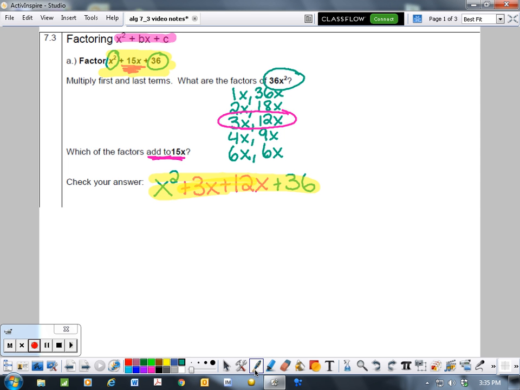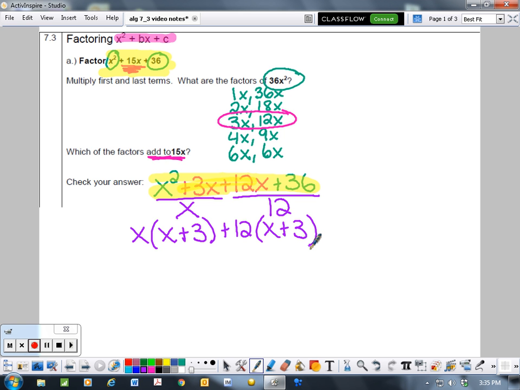And the reason why I do that is now I can do that factor by grouping we talked about in class last time. So now I take my first two terms, I factor out the common factor. I take my last two terms, I factor out the common factor. So this is x, and then x plus 3. This is 12, and then surprise, x plus 3. And then I factor out that x plus 3, and whatever's left is my next factor. So this is x plus 3 times x plus 12.